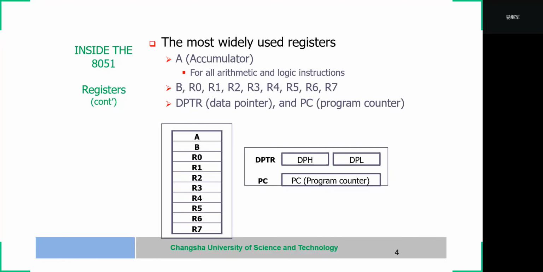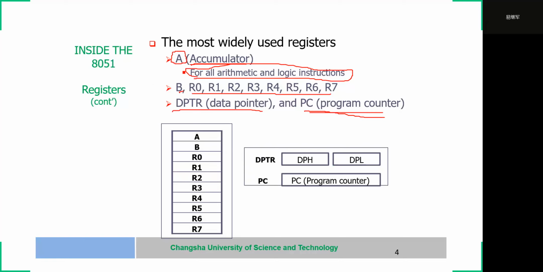The most widely used register is A, which we already know, the accumulator. All arithmetic and logical instructions can use A. Then B, R0 to R7, DPTR, the data pointer, and PC, the program counter. These are the most used registers.